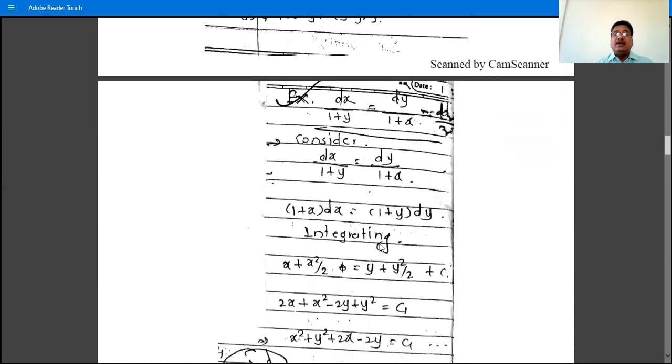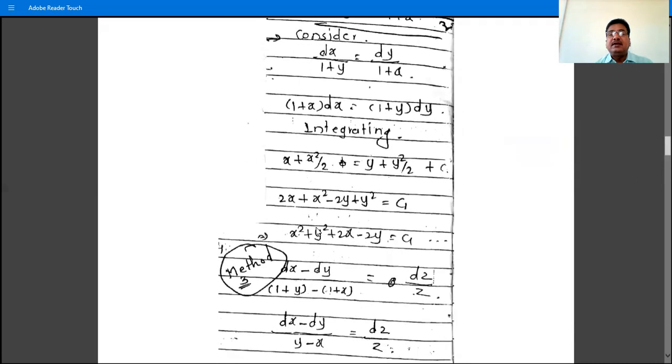Okay. So next example: dx divided by 1 plus y, dy divided by 1 plus x, and dz divided by z. So consider the first two ratios because z is absent. dx divided by 1 plus y, dy divided by 1 plus x, and then after simplifying, that is after separating the variables, what do we have? 1 plus x dx is equal to 1 plus y dy.